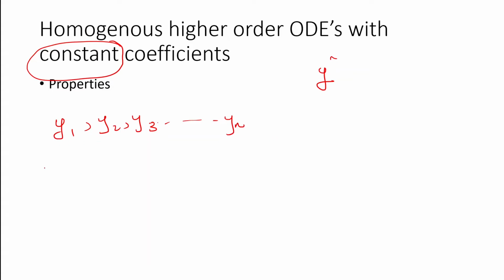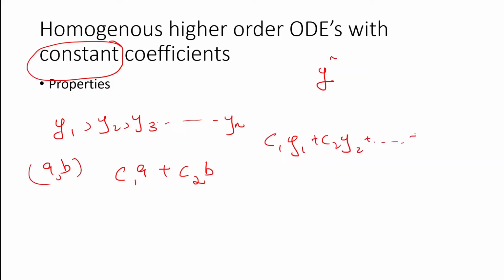So what does linear combination mean? If we have two variables, say a and b, then the linear combination of these two variables is some constant times a plus some constant times b, some arbitrary constant. This is the linear combination. Similarly, in this case, if there are n such solutions, then the linear combination of these solutions is c1 y1 plus c2 y2 up to cn yn, where c1, c2 up to cn are arbitrary constants.